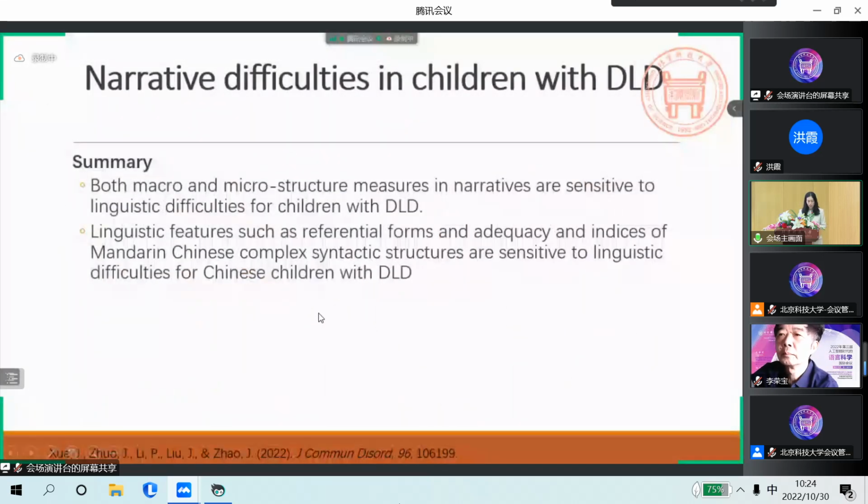So this study has the following two major findings: micro and macro structures in narrative are sensitive to difficulties of children with DLD, and also specific linguistic features such as referential forms, adequacy, indices of Mandarin Chinese, and complex structures are sensitive to linguistic difficulty for these children. So in other words, when we talk about school-age Chinese-speaking children with DLD, we should take into consideration the language features.